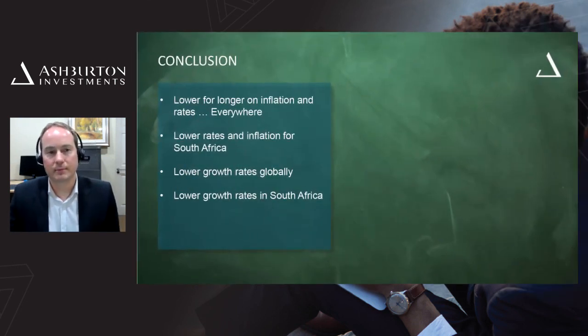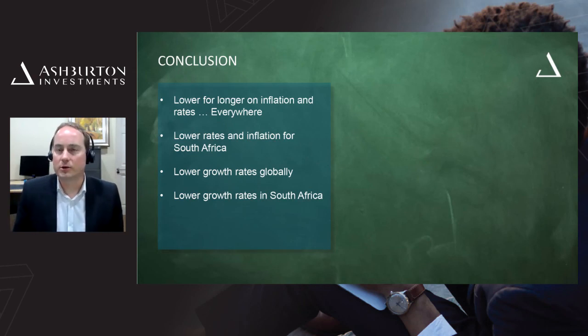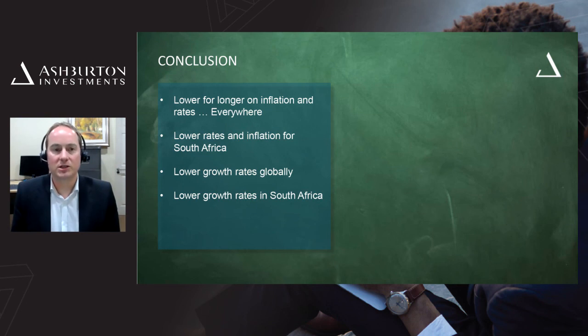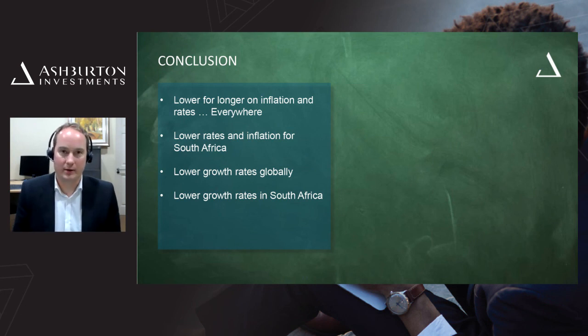So as a conclusion, what are the things that we expect? We expect that rates and inflation are going to be lower for longer everywhere, right? US, Europe, UK, Switzerland, everywhere. Greece's 3-year bond recently just dipped negative. Greece. Now, Greece's credit rating is BB minus, which puts it, depending on who you ask, about on par or even a little bit below South Africa.